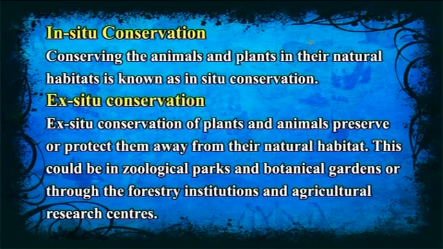Next one is in situ conservation. Conserving animals and plants in their natural habitats is known as in situ conservation. Ex situ conservation of plants and animals preserves and protects them away from their natural habitat. This could be in zoological parks and botanical gardens or through forestry institutions and agricultural research centers. The reintroduction of an animal or plant into a habitat from where it has become extinct is another form of ex situ conservation.